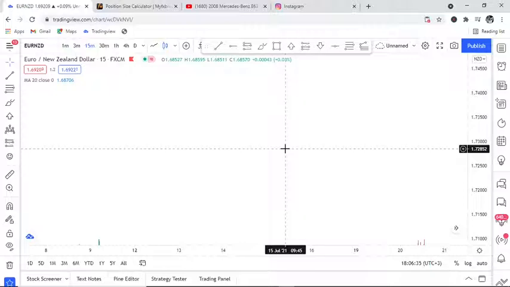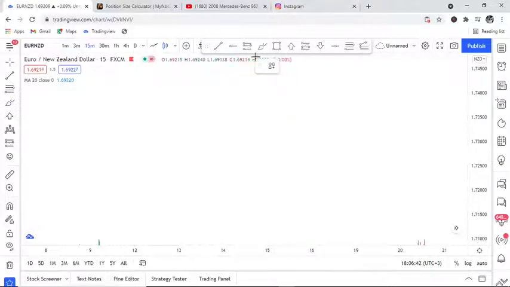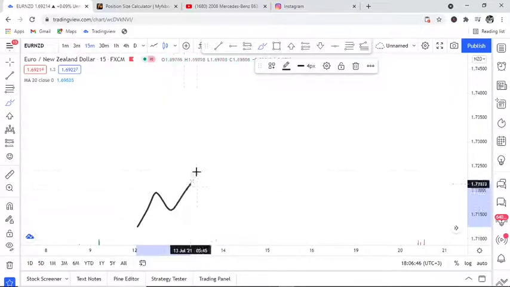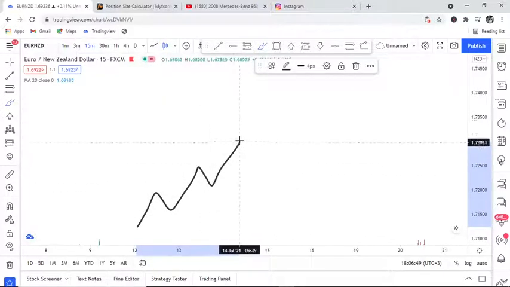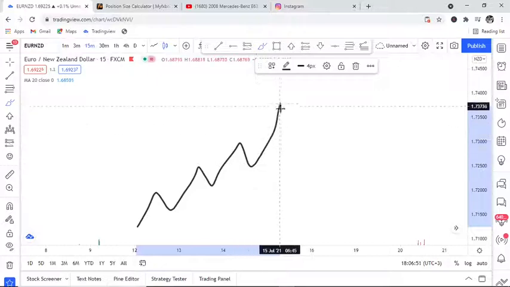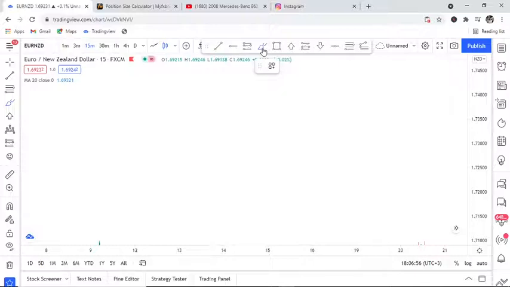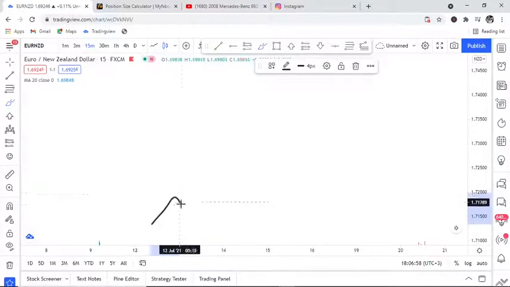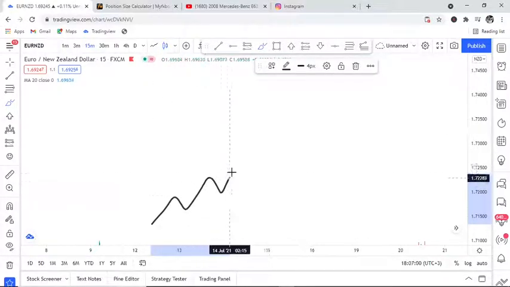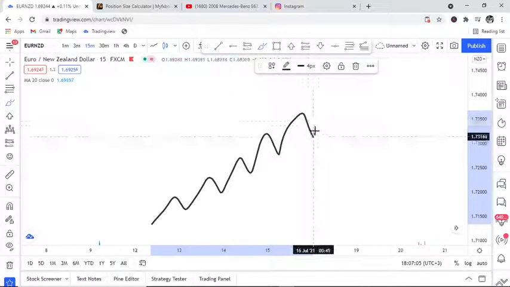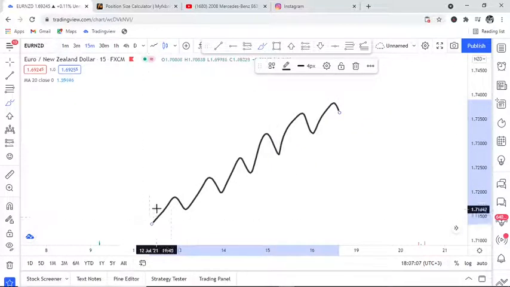So how do you identify when the trend is turning? We are going to start with an uptrend. In an uptrend, the market moves by making higher highs and higher lows, right? So this is an uptrend right here because the market is making the higher highs and the higher lows.